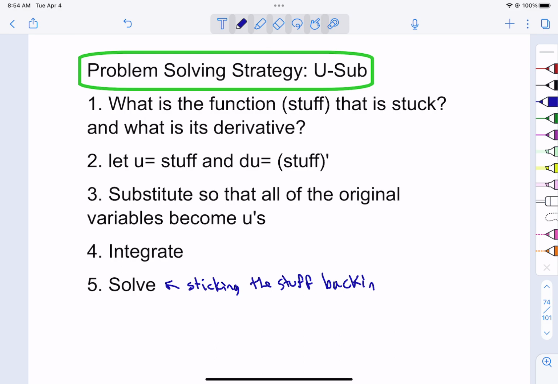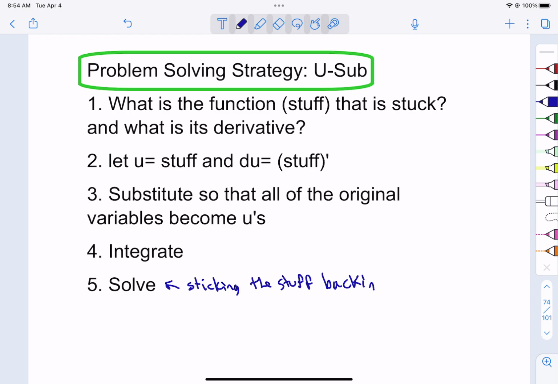Now, all that isn't going to make a whole lot of sense until we actually look at a problem. So what is the function, the stuff that is stuck? What is its derivative? U is going to be the stuff that is stuck. Du is going to be its derivative. We're going to substitute in. We're going to get all u's in our problem. Once we have substituted in, we can now integrate. And then we solve our final answer by sticking the stuff back in. Okay? So this is going to allow us to undo a chain rule more effectively than before. We haven't really been able to do that.